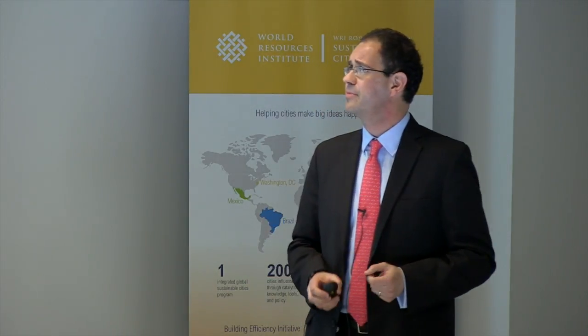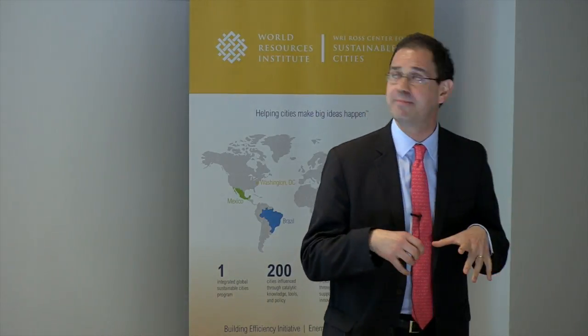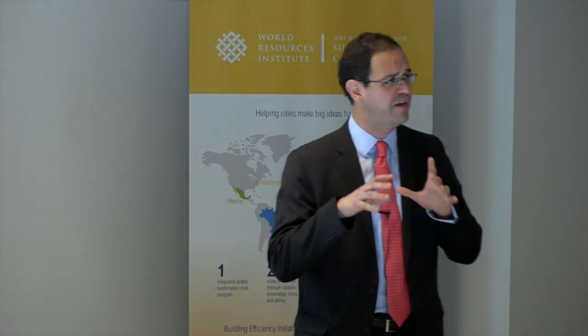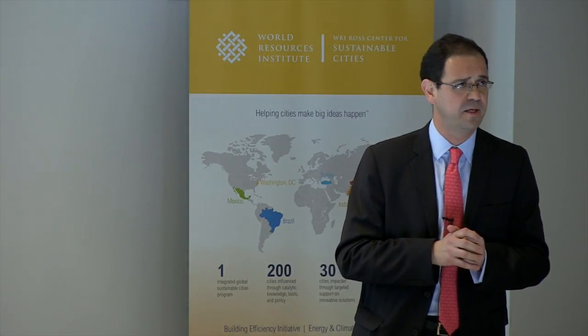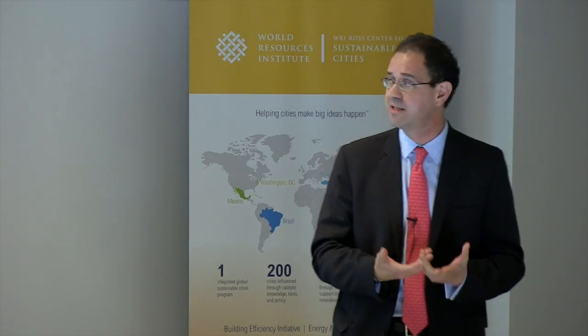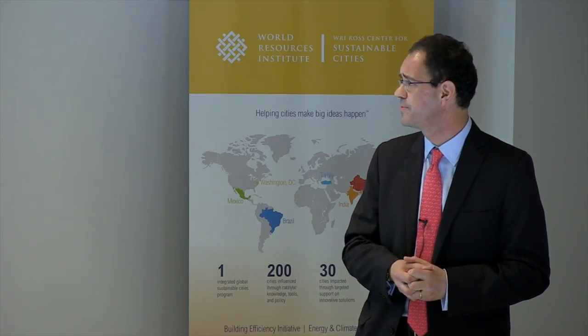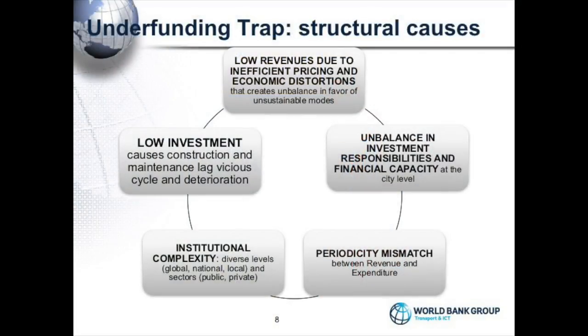So we argue that the underfinancing trap, or underfunding trap, exists because, for several reasons, there is not enough revenue that can be directly or indirectly allocated to the transport system. Many times the enabling legislation is not good enough and doesn't allow municipalities to raise revenue, or national governments haven't realized that they have a role to play in financing sustainable transport. So this leads to the imbalance in investments, operation and maintenance, and revenue, and also there is a periodicity mismatch.